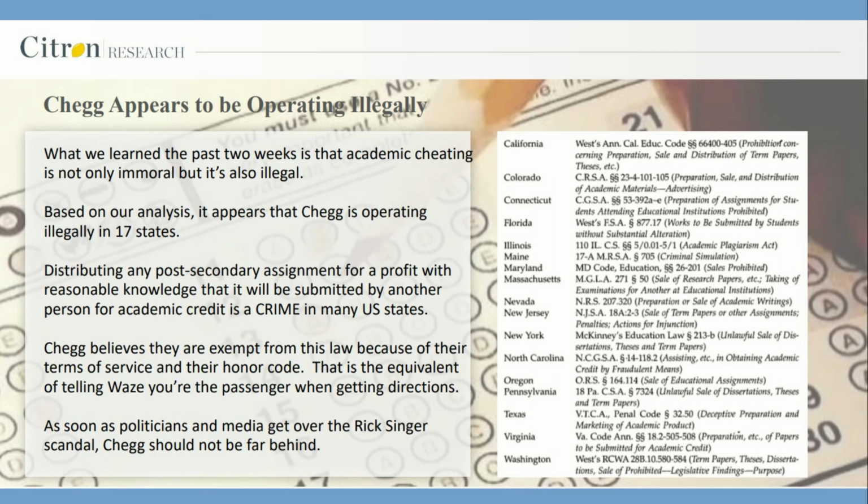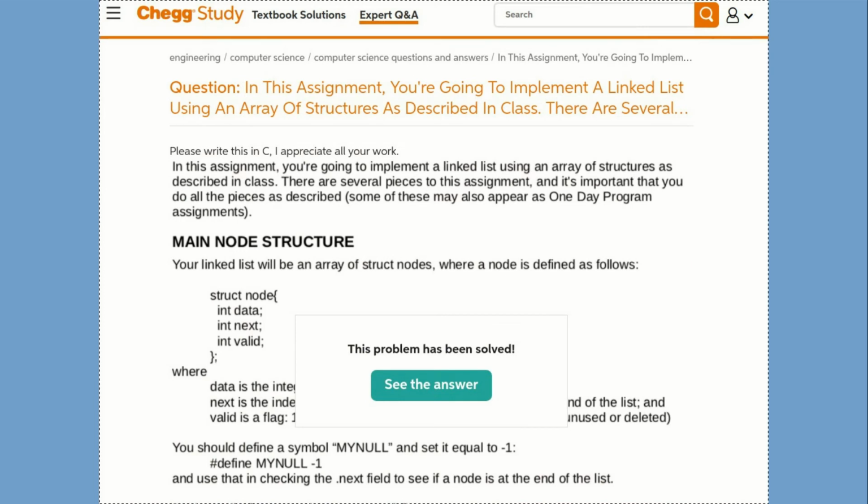So what can you find on Chegg? Here's a random entry. In this assignment, you're going to implement a linked list using an array of structures as described in class. This problem has been solved. See the answer. Click on that. $14.99 later, you got the code.